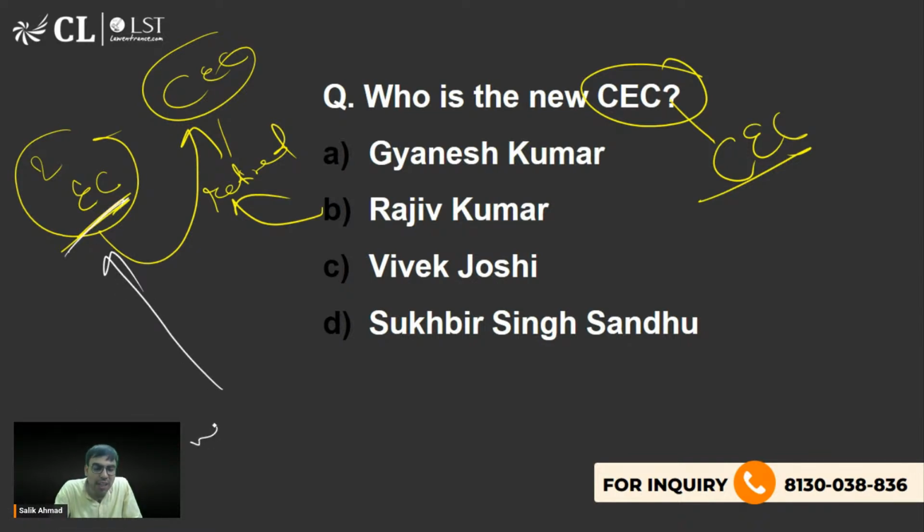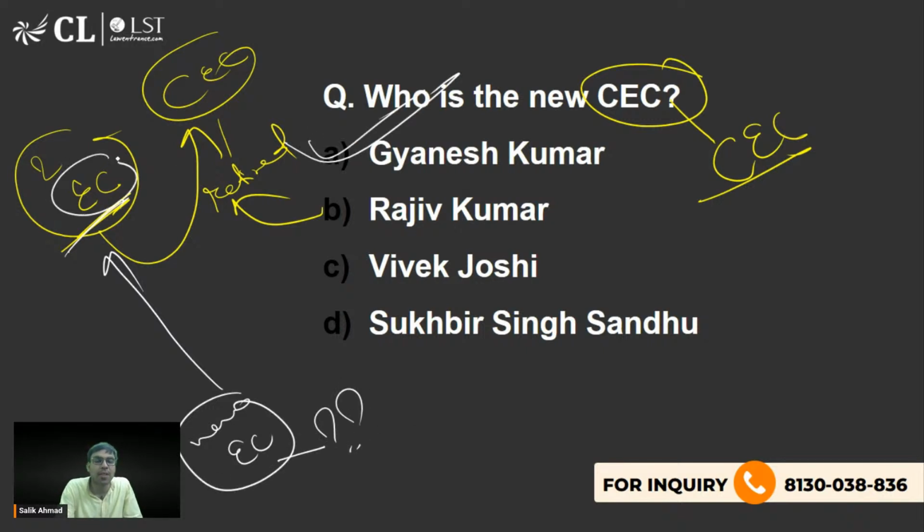So new election commissioner has been appointed also. Who is the new election commissioner? So here the answer is Gyanesh Kumar, जो कि election commissioner से chief election commissioner बन गए. So he has been promoted from election commissioner to chief election commissioner.